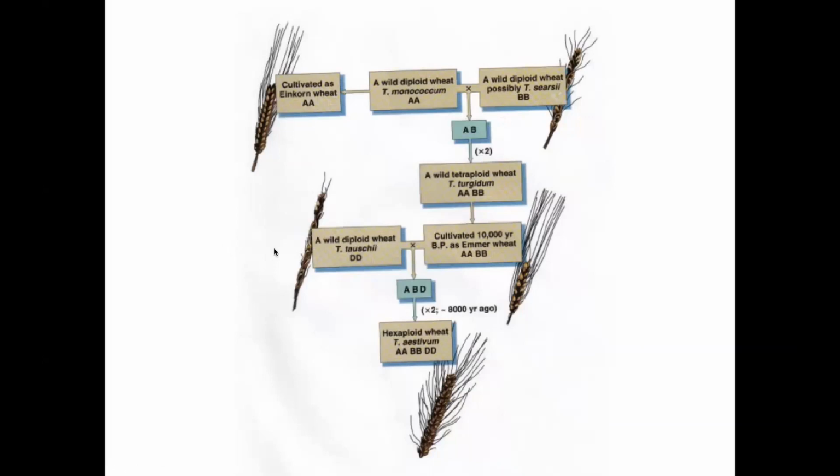So again, these are all spontaneous events. In this case, it involved a little bit of selection on the part of humans as well. But the question is, can you also generate these types of allopolyploids artificially? Well, of course you can, just like we saw that you can generate the autopolyploids artificially as well with colchicine.